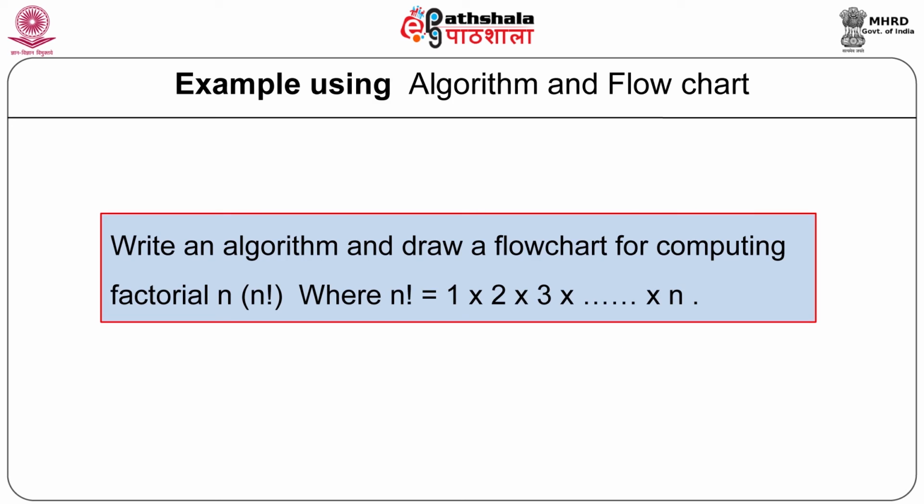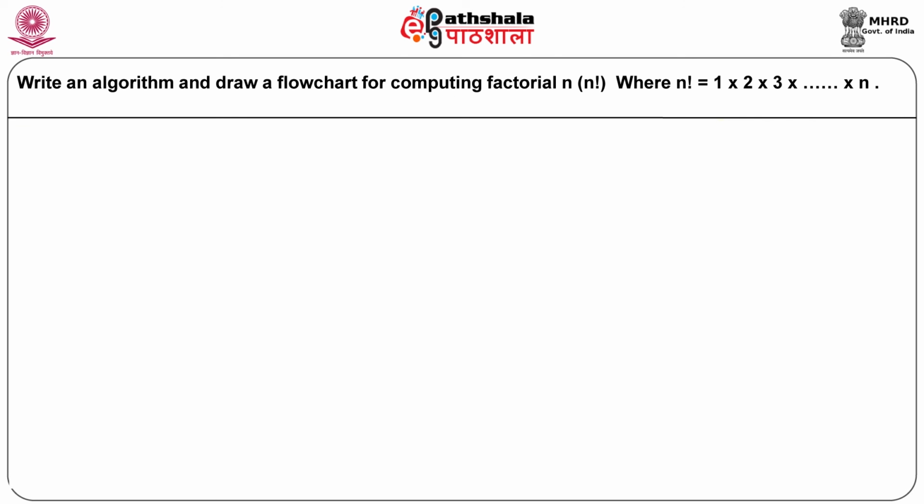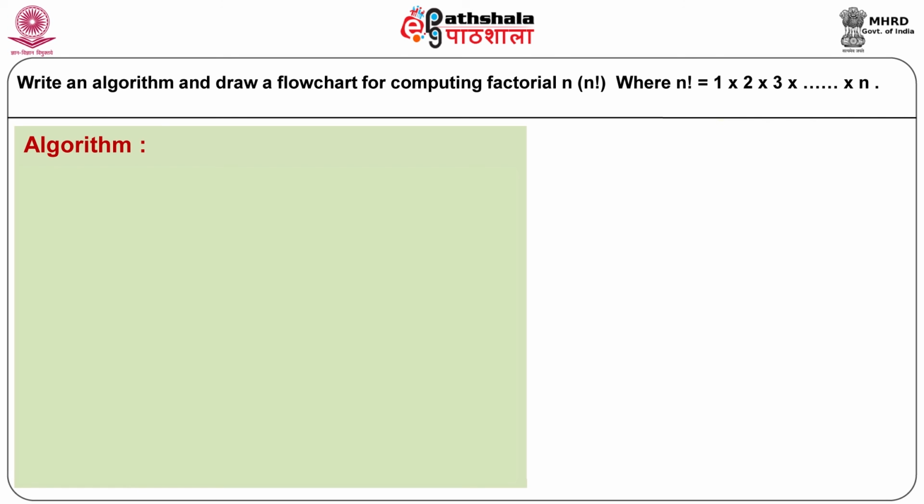Now an example for finding the factorial of a given number. Here you are going to find the factorial of n, and that factorial of n equals 1 into 2 into 3 into dash dash dash into n. Now let us see the algorithm for finding the factorial of a given number, which was already seen in earlier slides. So this program is divided into 6 different steps.